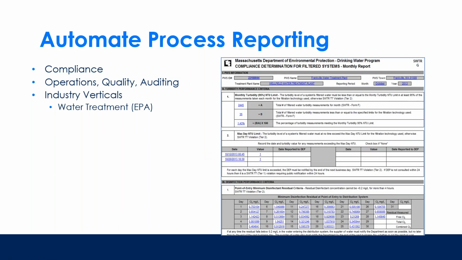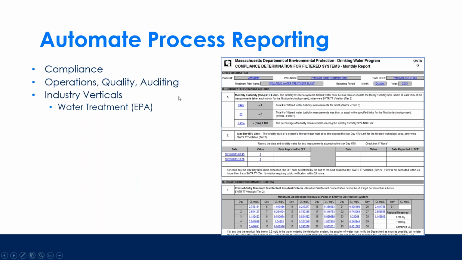Our other core area is industrial process reporting. This is our Excel Reporter product. Reporting can mean different things in different industries or verticals, but typically process reports are generated for the purpose of complying with government regulations, monitoring operations, quality control, and internal process auditing.